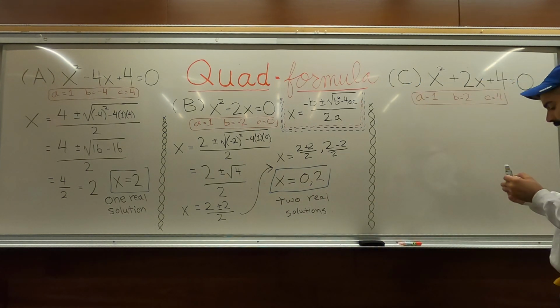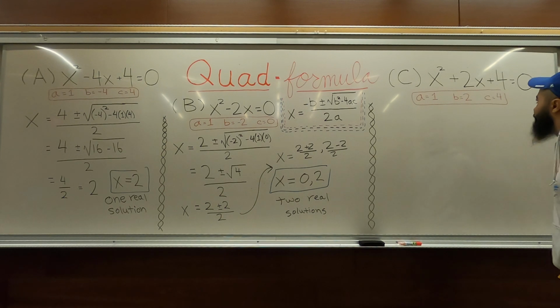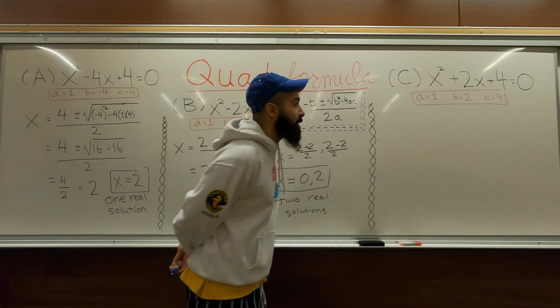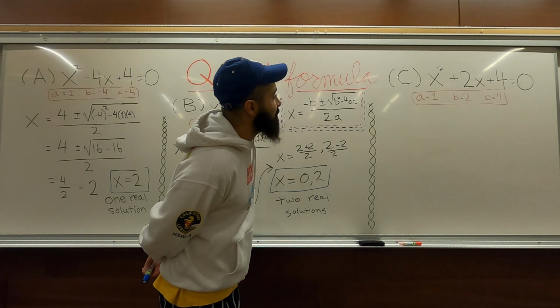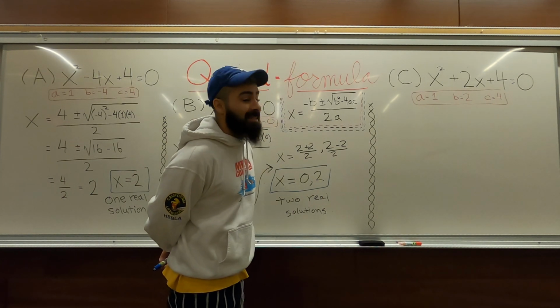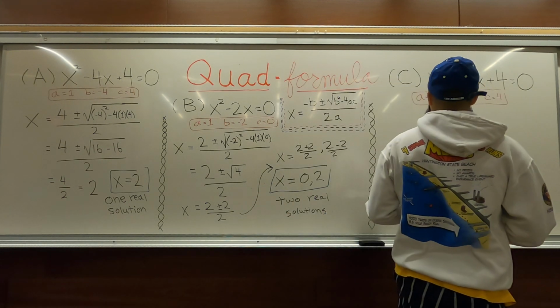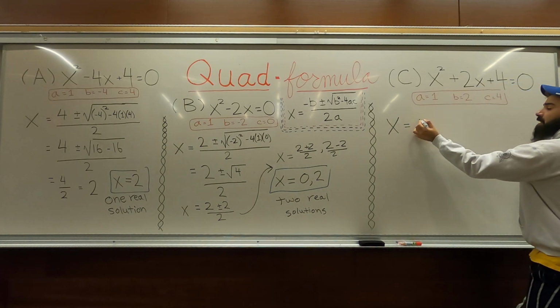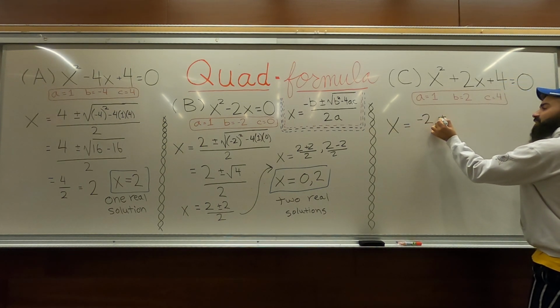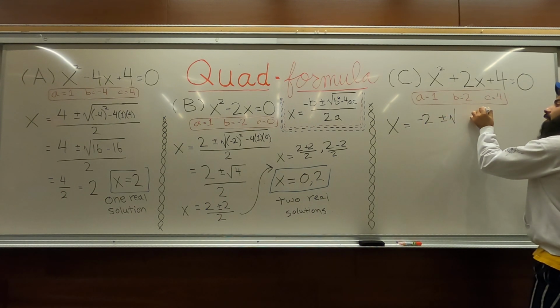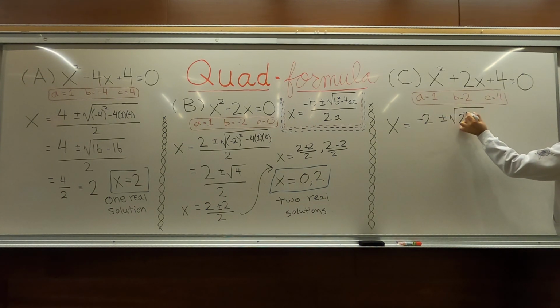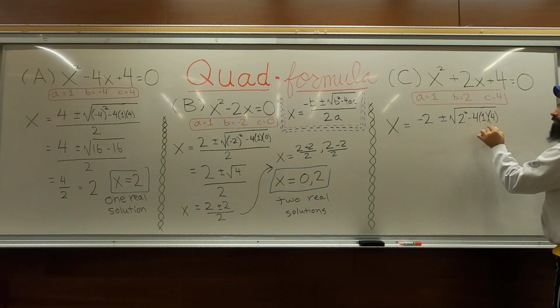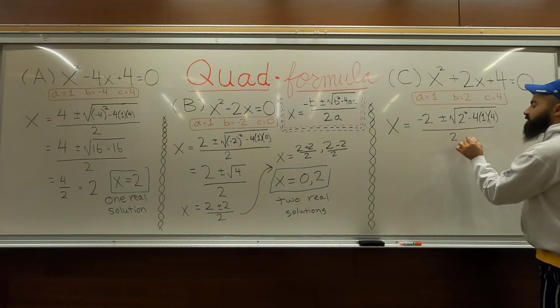Lastly, example C. I believe this one has no real solutions. We are going to check and find out. X squared plus 2x plus 4 is 0. Okay, A is 1, B is equal to 2, and C is equal to 4, as you can see. We're going to go ahead and hit it with the quadratic formula. X equals negative b, so that's negative 2, plus or minus the square root of b squared minus 4 times 1 times 4 again. All of this is over 2. Well, 2a, but 2 times 1 is 2.